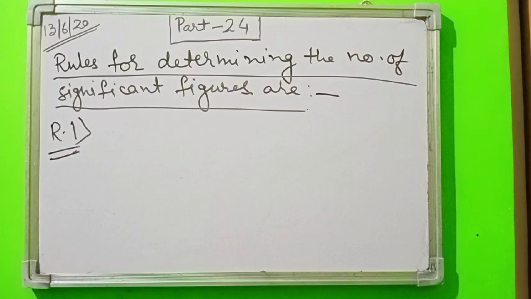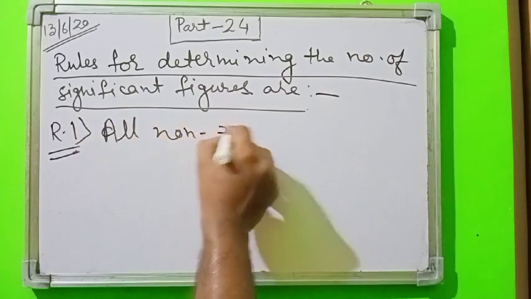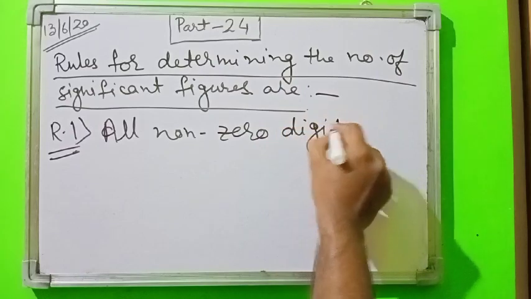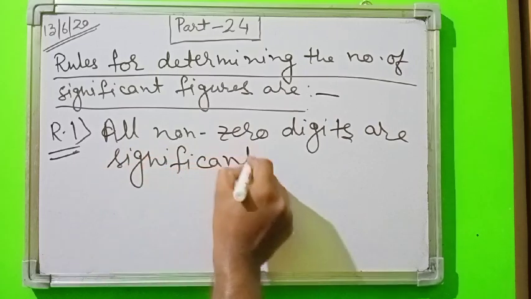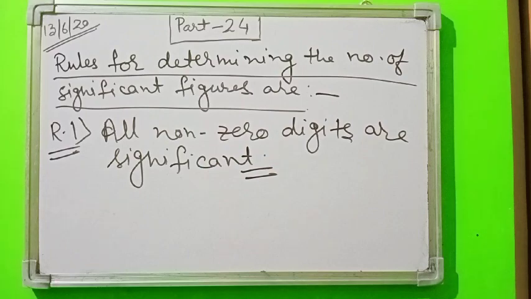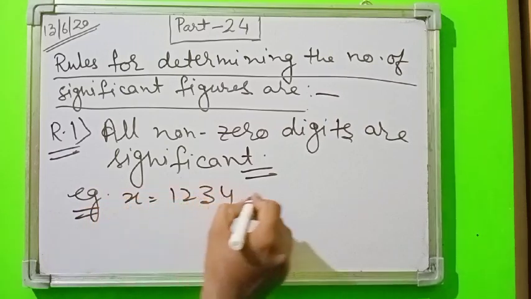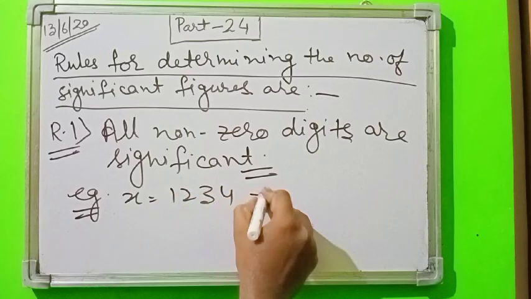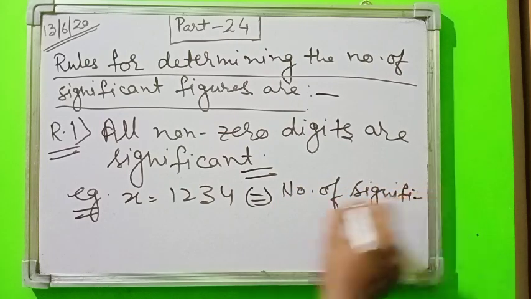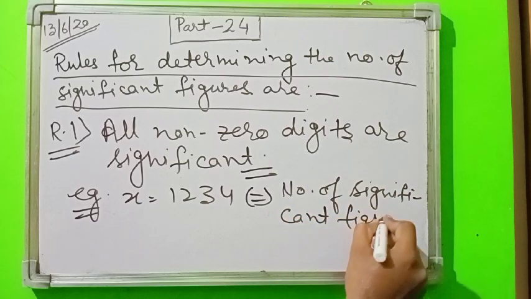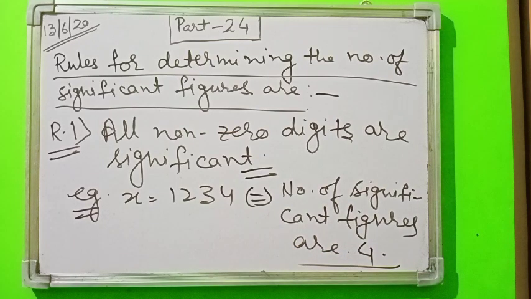Rule first says that all non-zero digits are significant. For example, suppose x is equal to 1234. They are all non-zero, so the number of significant figures is four. There are four significant figures.